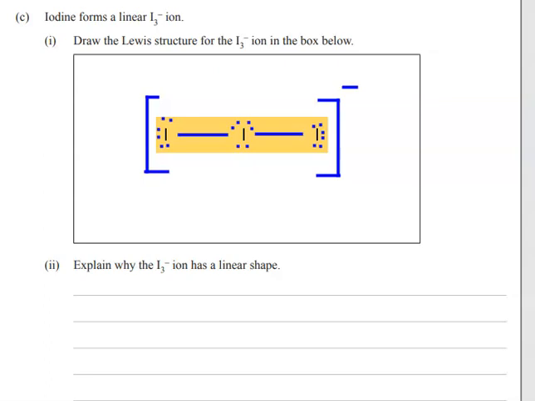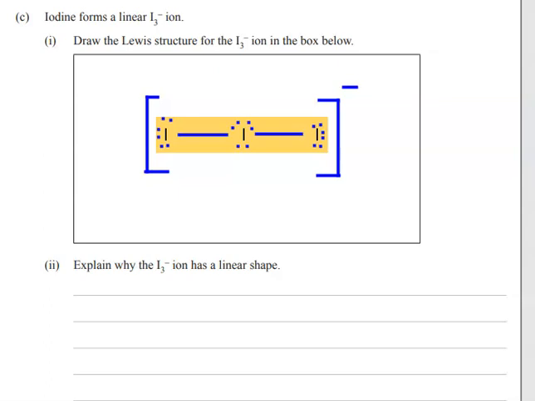That's our achieved point. Explanation. Explain why it has a linear shape. Well, I'm going to start off. The I3 minus ion has 5 regions of negative charge surrounding the central iodine atom. Count them if you need to. We've got 1 in the bond, 2 in the bond, and then 3 lone pairs. So it's got 5 regions of negative charge around that central iodine atom.